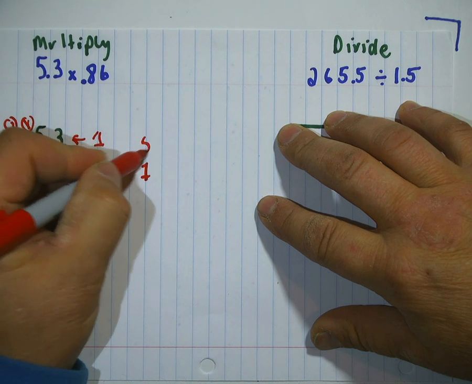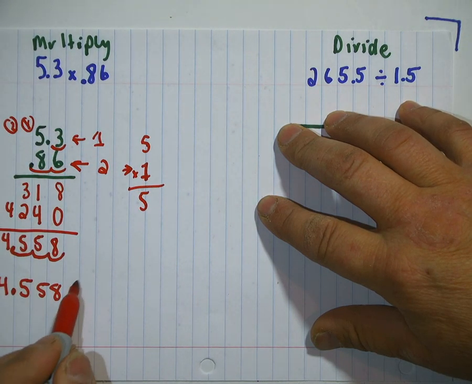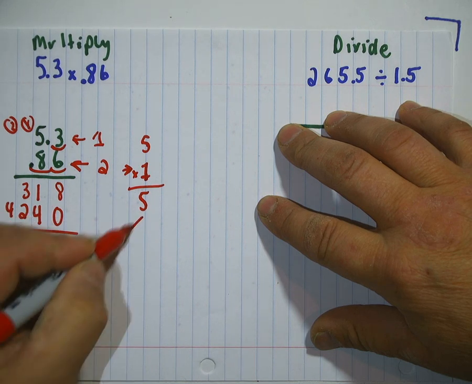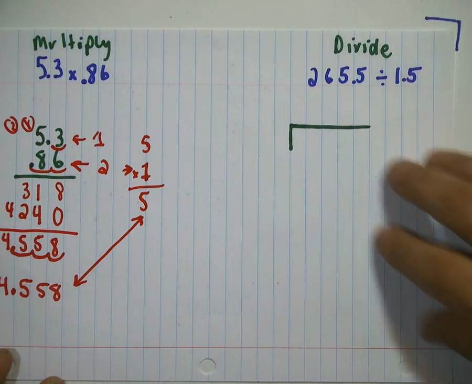And a little check here is 0.86 is about 1. 5.3 is about 5. 5 times 1 is about 5. They're close. So that's an estimate, and they're close. My decimal's in the right location because of that, so on and so forth.